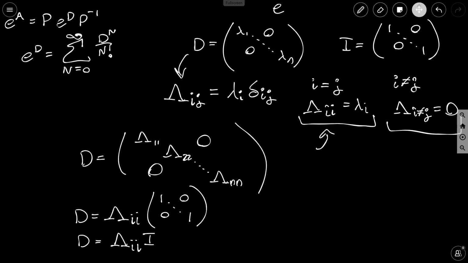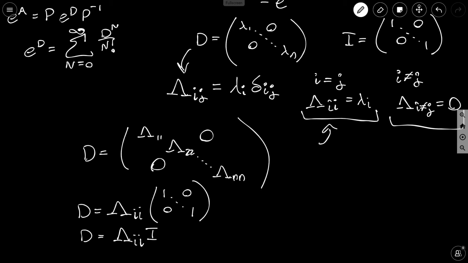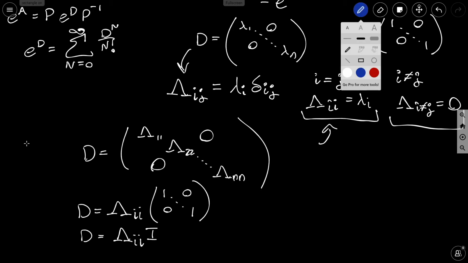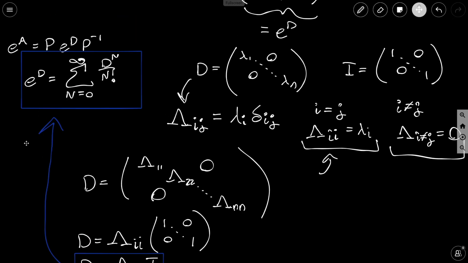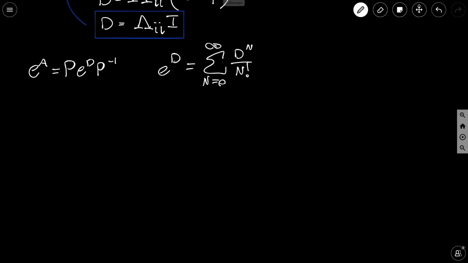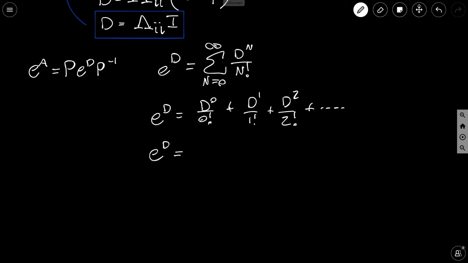What we can do even further is we can substitute this definition for D, let me box it, into our Taylor series definition for e to the d up here. So we're going to substitute it into that. So let's write the first couple terms of e to the d. And let's substitute in d equals capital lambda sub I times identity, and we get the following.